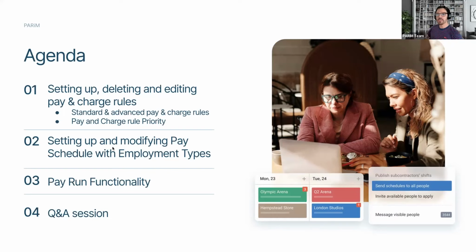The third thing we're going to be going over is that pay run functionality. There are going to be a lot of features and filters to help you get the information you want, in order to get it ready to release your payroll, to charge your clients, and get your team going. Not just the scheduling and shift management that you might typically be using with Parim, but going even further with regards to the payroll.